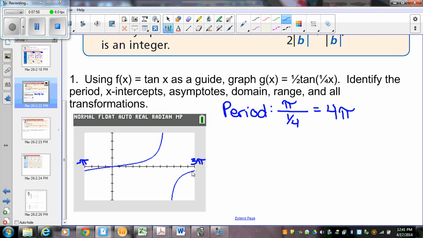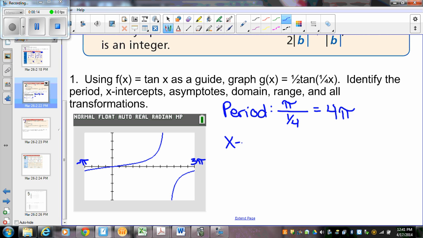Does it make sense if I took this little blue curve over here and slid it over to the left? Would it match up with this one? So essentially, am I looking at one full curve here? Yes, I am. So that's my period.